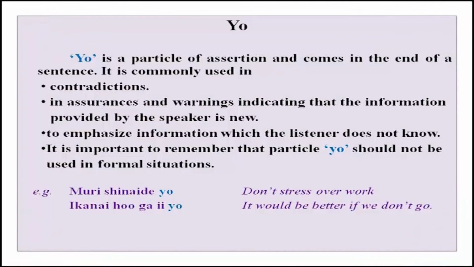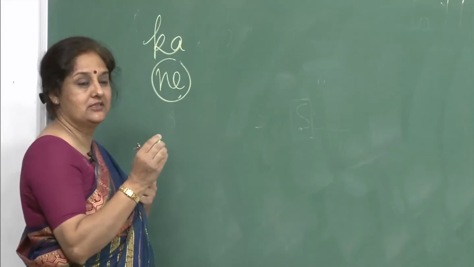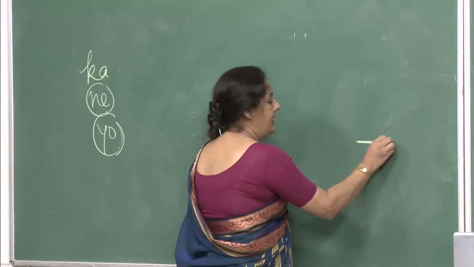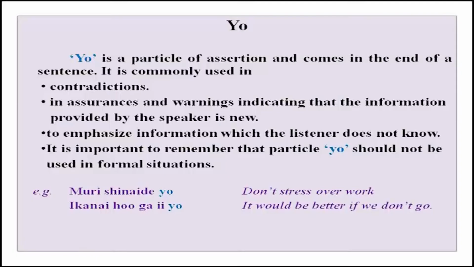Well, now, there was one more particle in the conversation. There are two particles which we have already covered in class which come at the end of a sentence. We did ka, we did ne, a confirmation particle. Today we will do particle yo. Like ka and ne, this also comes right at the end. Now, why and when do you use yo? Yo is a particle of assertion and comes at the end of a sentence.